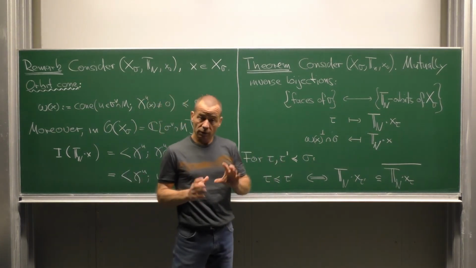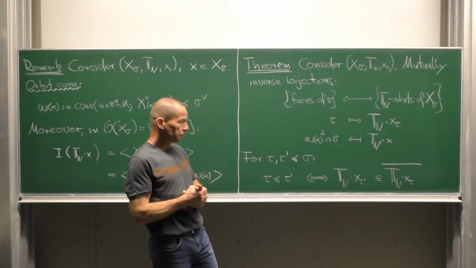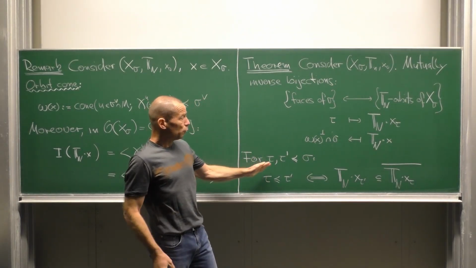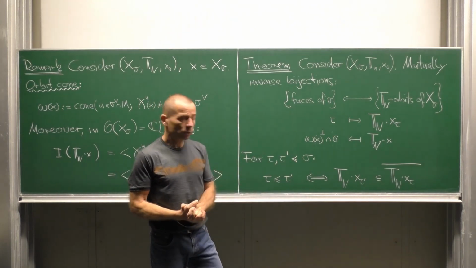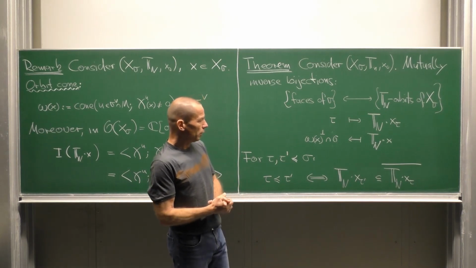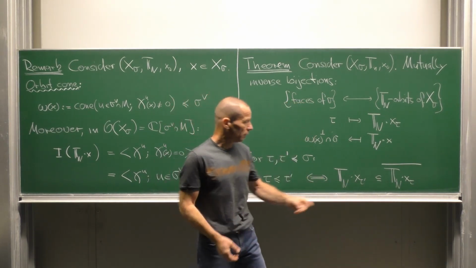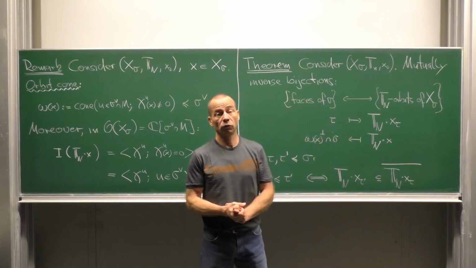This correspondence is order reversing in the following sense. If we have two faces, tau and tau prime of sigma, then tau is a face of tau prime if and only if the torus orbit through x tau prime is contained in the closure of the torus orbit through x tau.